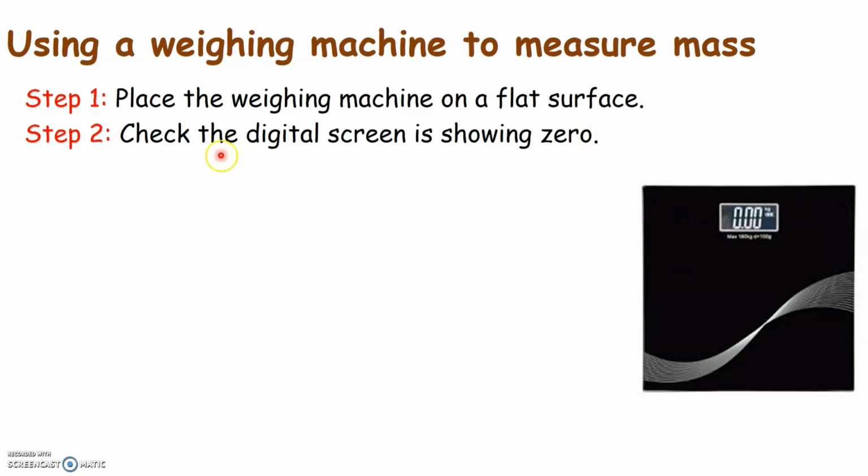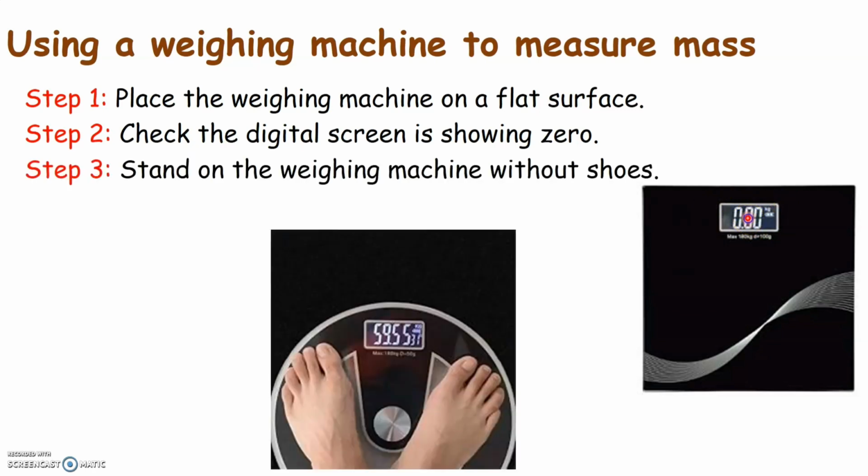Then after that, the second thing is to check whether the digital screen shows 0. Like how you see here, this is the digital screen on the weighing machine. And this digital screen shows 0 mark. So first we need to place it on a flat surface. Then we need to check whether this digital screen shows 0. Then the next thing is to stand on the weighing machine in barefoot, that is without wearing shoes, like how you see here in the picture. Here a person is standing on this weighing machine to check his mass.